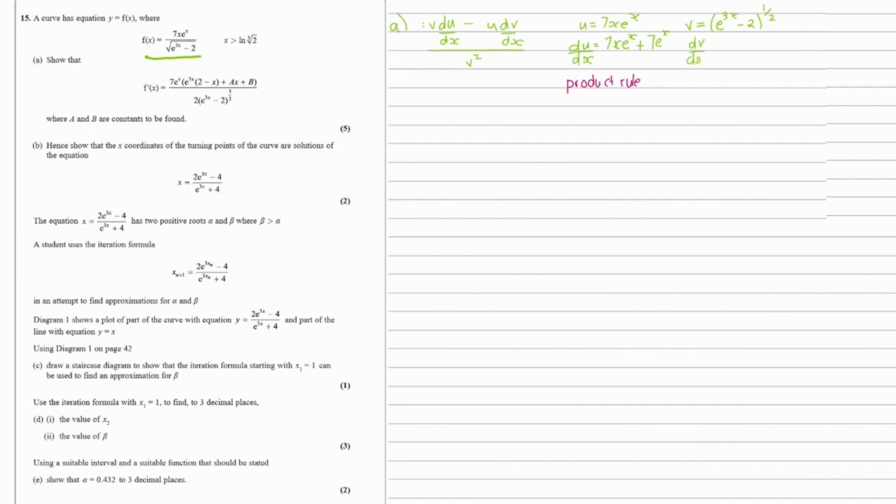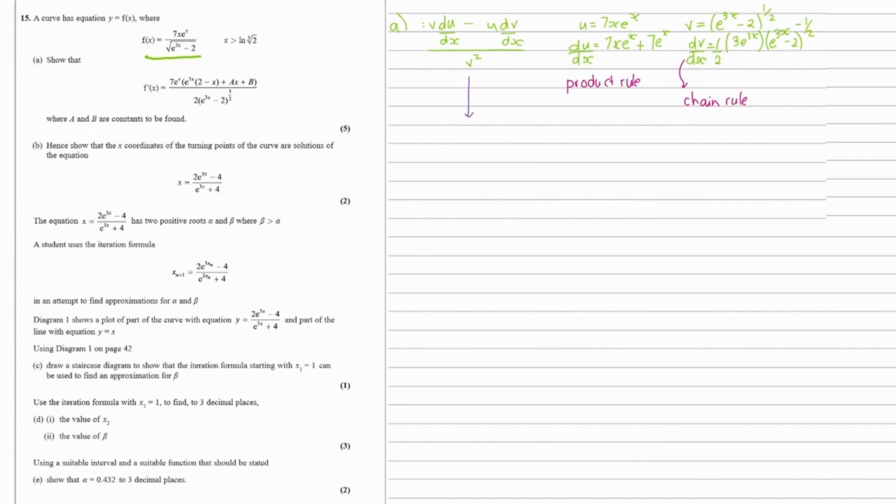For our dv/dx, we are going to use the chain rule. So we are first going to bring the half down. We are going to multiply by the derivative of the bracket, so we've got 3e^(3x). And then for the bracket, we are just going to lower the power by 1, which gives us (e^(3x) − 2) to the power minus a half.